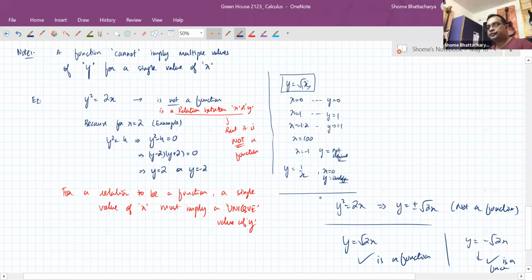So sir, y is equal to root 2x is a function, but y square is equal to 2x is not. y is equal to root 2x is a function, but y equal to plus minus root 2x is not a function. Understood the point? This one is not a function, but these two are independently functions. Is it clear? Okay.